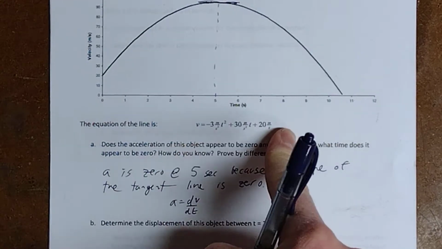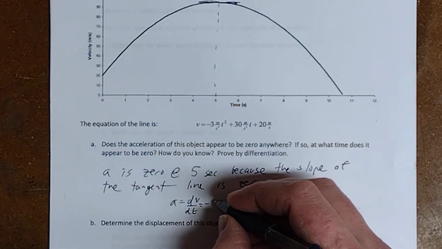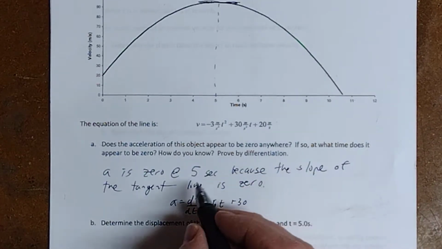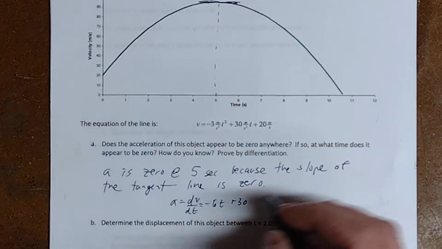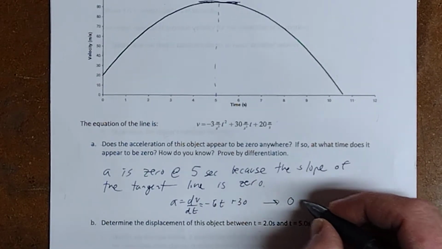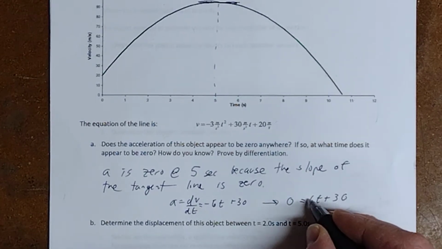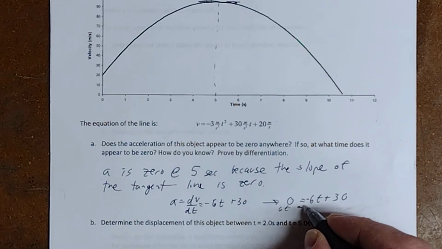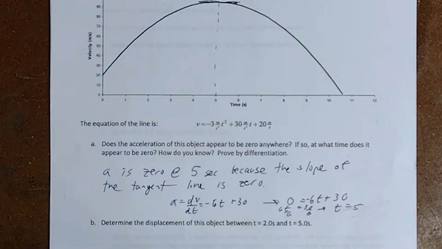The derivative of this with respect to time. Alright, so negative 6t plus 30. So where the slope of the line is 0, we solve by putting 0 for a. 0 equals negative 6t plus 30. Bring this over here. 6t equals 30, divided by 6 on both sides. t equals 5 when the acceleration is 0.